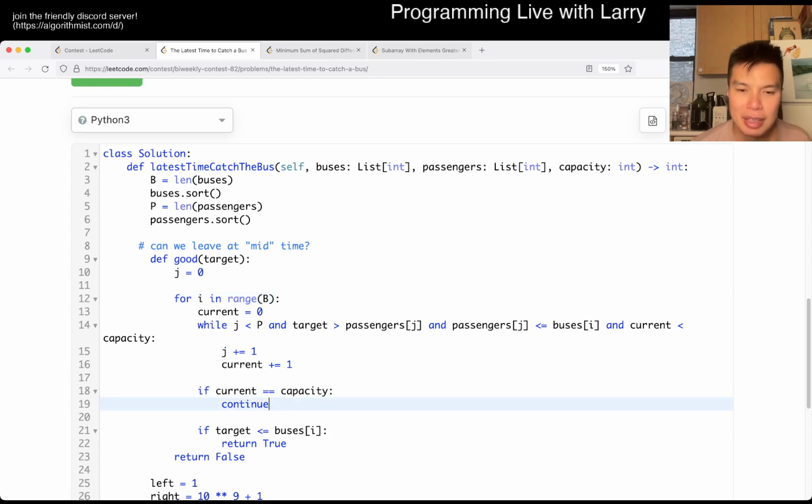Otherwise, we do have room left, and that means that the order invariant has been held. That means that the target time, if the target time or the current time that we arrive is before the bus gets there, we return true, because that means that we got on this bus, yay, right? That's basically the idea. If all the buses are gone, then we return false. So that's basically the binary function.